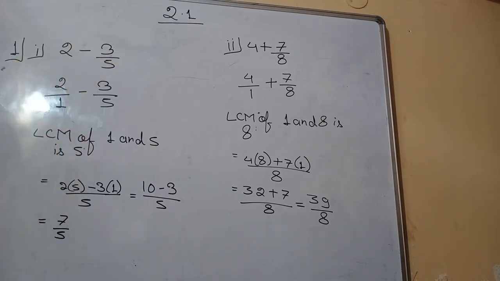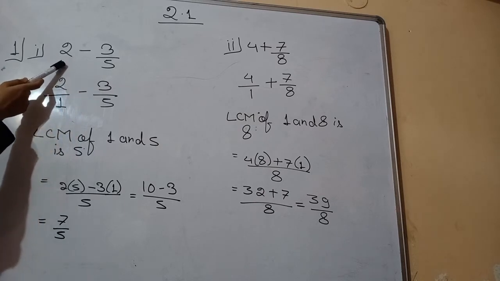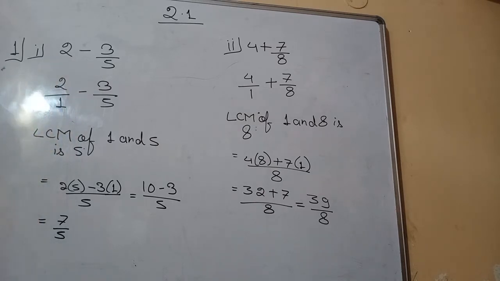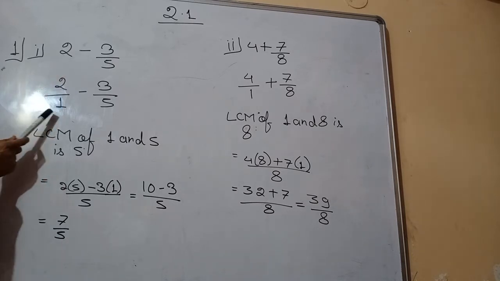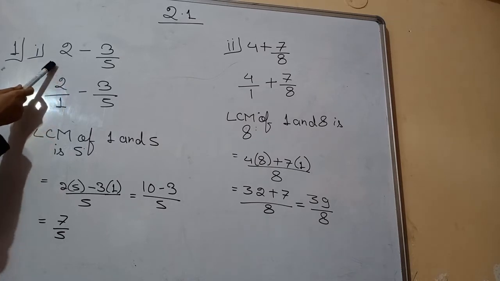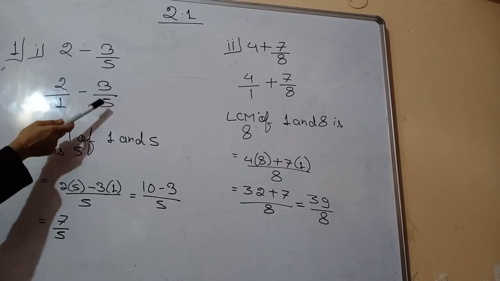Okay, see what is given in first number question. Here in the first option you can see 2 minus 3 by 5. Okay, this number is in fractional form, but what about 2? 2 is all alone. Okay, so what we have to do? If the number is having no denominator, we can place 1 in the denominator. Okay, so I have placed 1 in the denominator as 2 is having no denominator. So 2 by 1 minus 3 by 5.